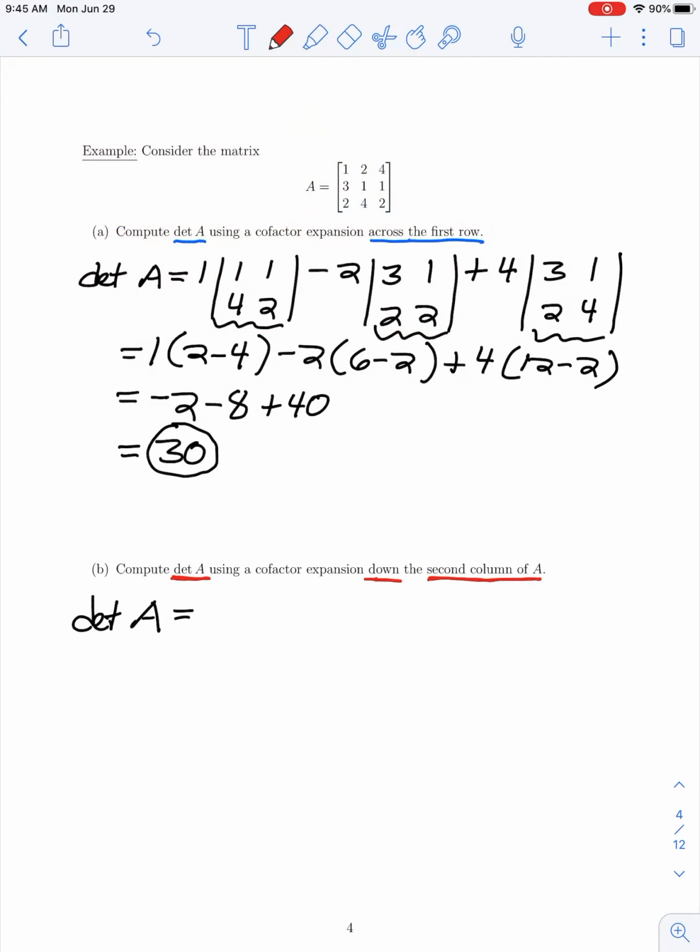So the second column of A has a first entry of 2. But if we're using a cofactor expansion down that second column, remember the signs form this checkerboard pattern through our matrix. So the 1, 1 entry corresponds to a positive, so that second entry in the first row would be a negative. So I'm going to take the negative of that second entry times the cofactor for that 1, 2 entry, which would be the determinant of this submatrix 3, 1, 2, 2, with our -1 out in front.